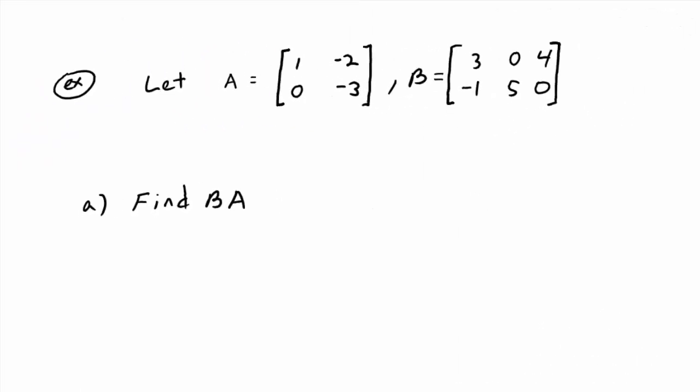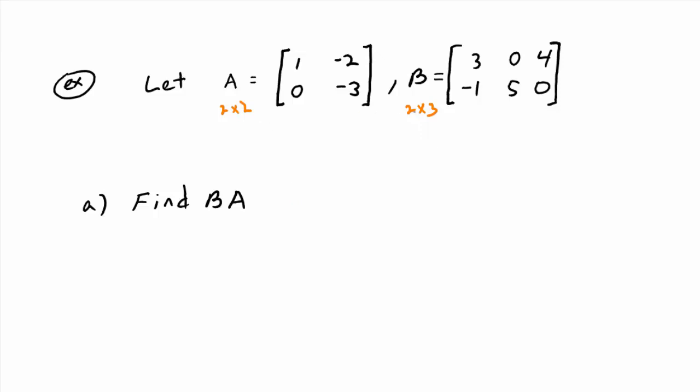So we have matrix A with entries 1, -2, 0, -3. Matrix B, 3, 0, 4, -1, 5, 0. Find B times A. Let's analyze the orders. What's the order of B? Excuse me, what's the order of A? 2 by 2. What's the order of B? 2 by 3.